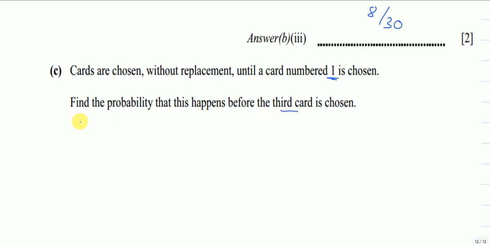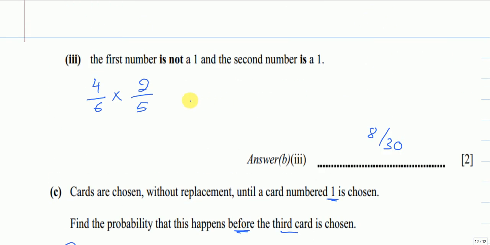So it might happen that I choose the card number 1 in my first chance or in my second chance. Okay, now what is the probability, but not in the third chance, I have to say before the third card is chosen. So what's the probability if I get the number 1 in my first chance? It's 2/6. Yes, because we have 2 ones out of the total 6. But what is the probability of having the card 1 chosen at the second chance, which we already calculated in our previous part, which is this, right?